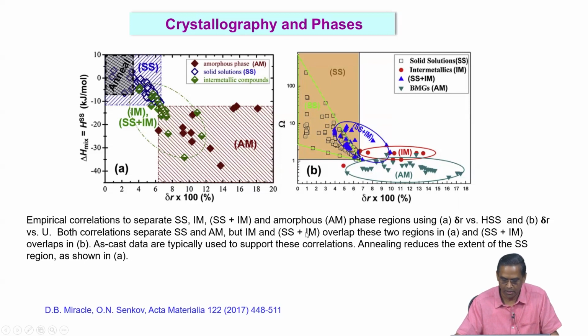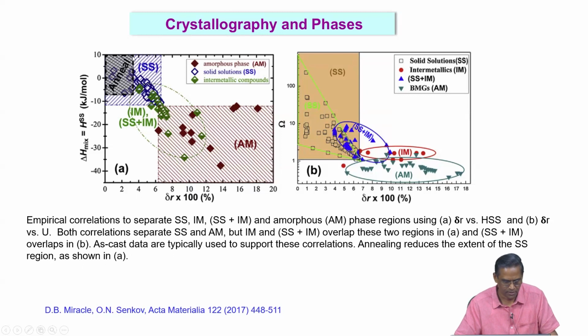And what you see in B is that as-cast data are typically used to support these correlations. What is predicted on the left hand side, almost these plots you have already seen. I have shown that in the earlier slides, and you can see the overlapping area of the mixture. And the practical implication is that annealing reduces the extent of the solid solution region. That is what is shown in A. So on annealing, you can show that the solid solution region shrinks. So that is one idea.